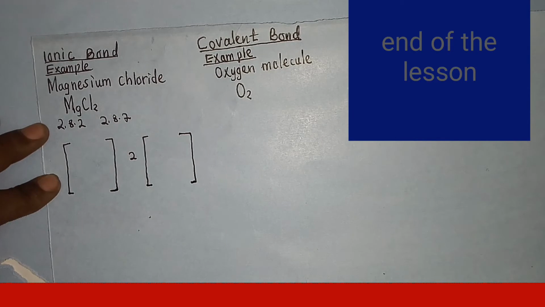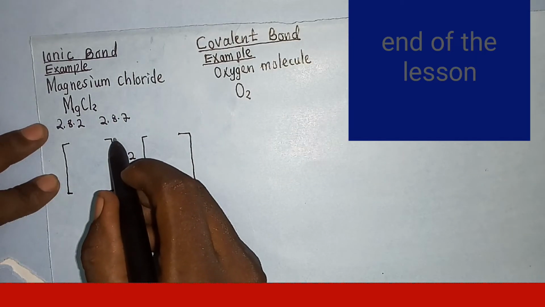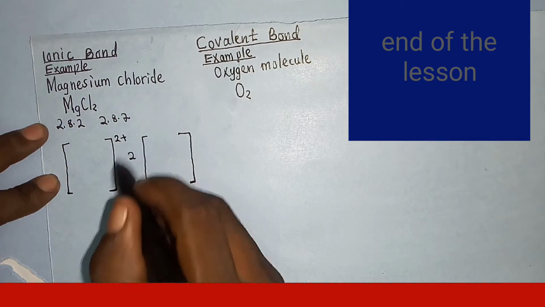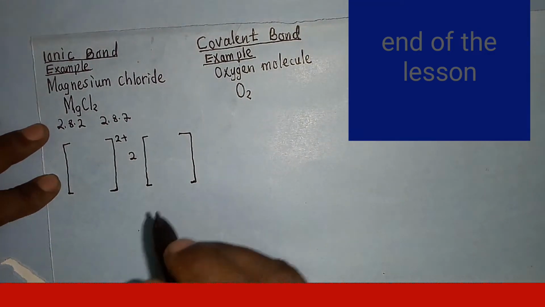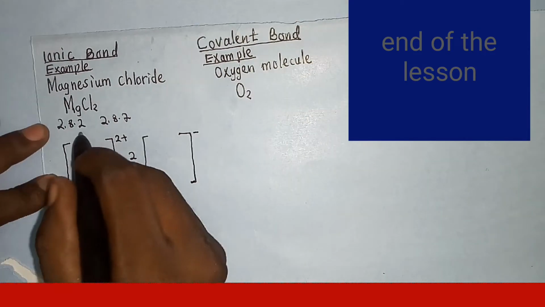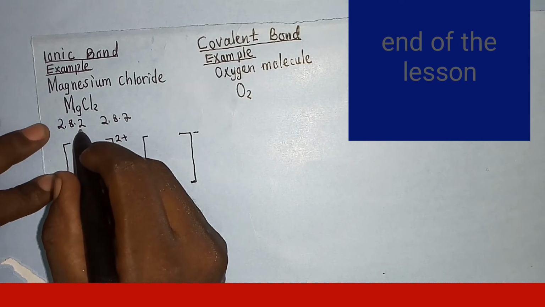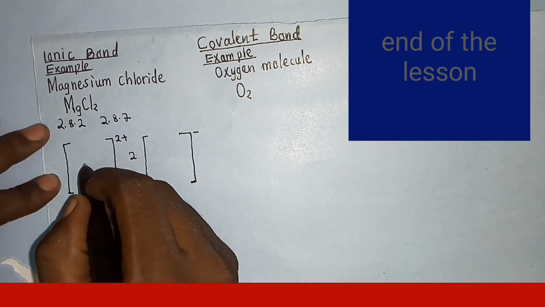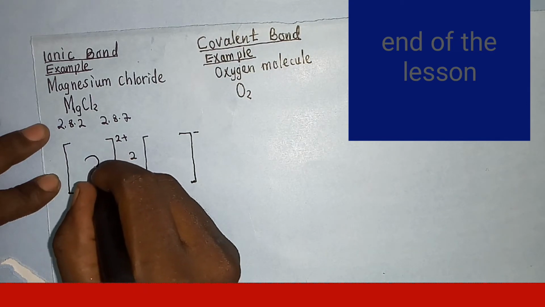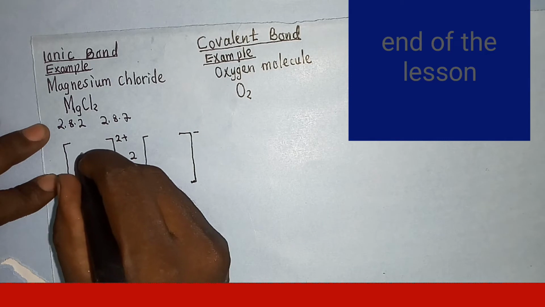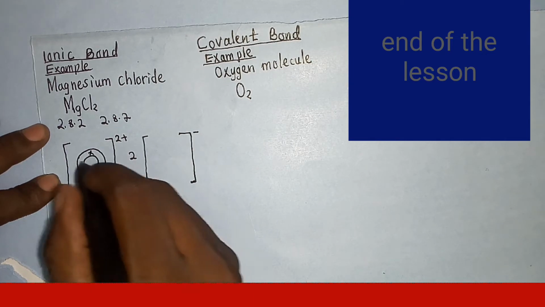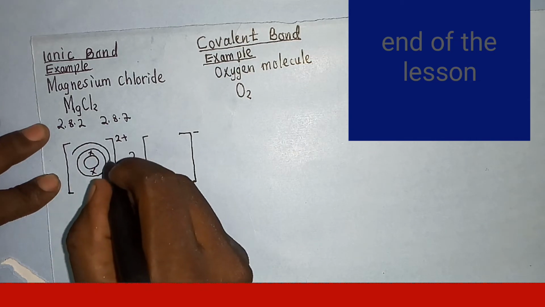Then your next stage is to write the charge for magnesium, which is losing 2 electrons. The charge is 2 plus. The charge for chlorine, which is gaining 1 electron, is negative. Then, because magnesium reacts by losing electrons, we're going to draw the magnesium ion as 2,8 using crosses. So the nucleus, the first energy level has 2 electrons. The second energy level has 8 electrons.